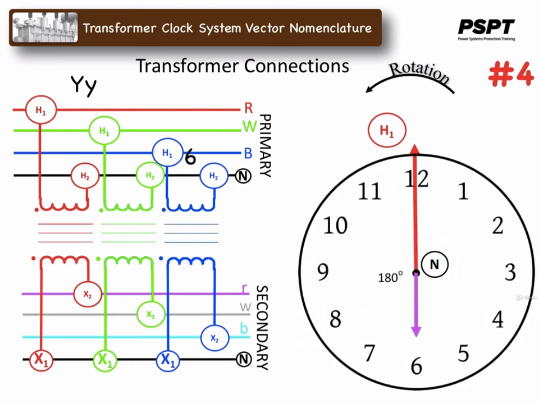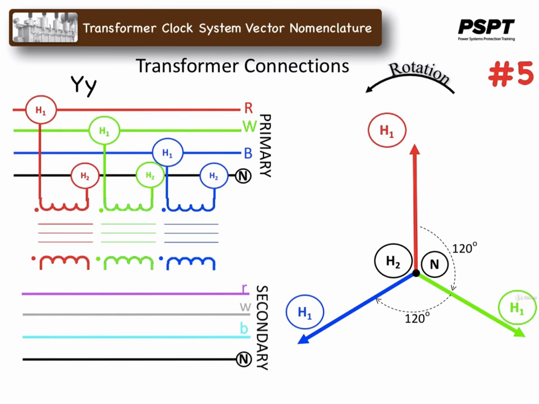The clock system of vector nomenclature would tell us that there is a 180 degree displacement of the secondary voltage. The clock system would say YY6.